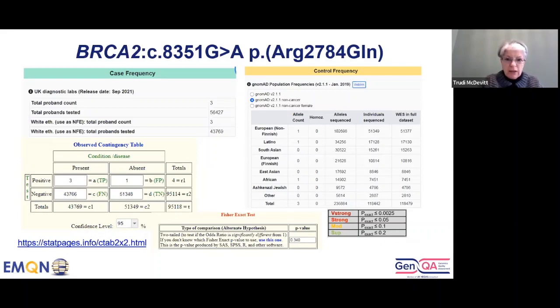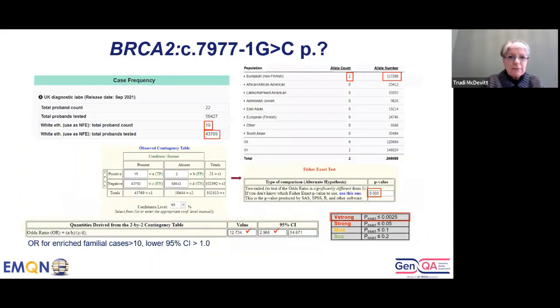And you can see by looking at the table associated with the PS4 that in this case it doesn't reach the threshold for being able to use PS4 even at a supporting level. So in this case, PS4 cannot be applied. Next slide, please. So at the other end of the scale then, an example is this BRCA2 variant.